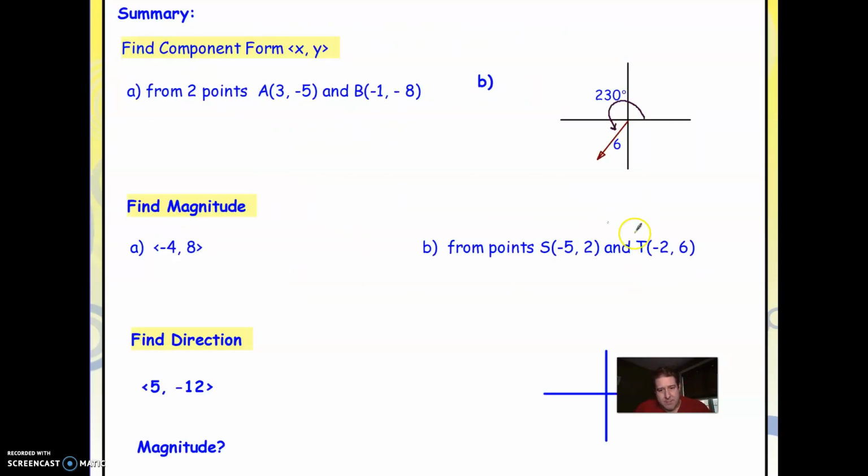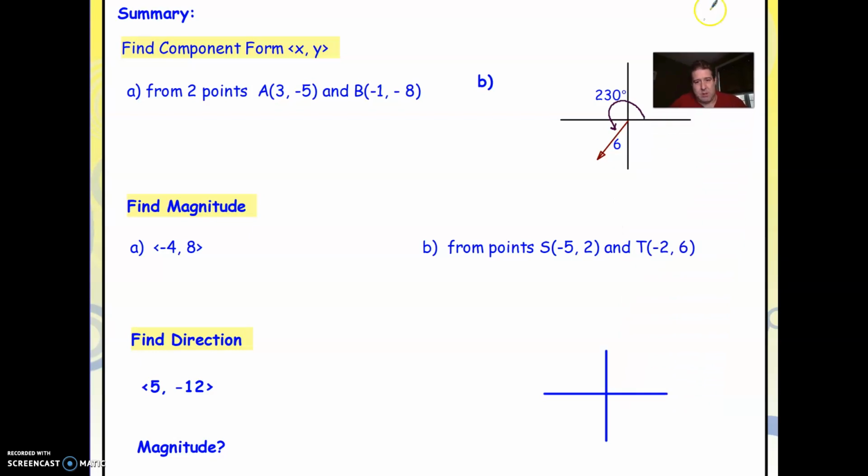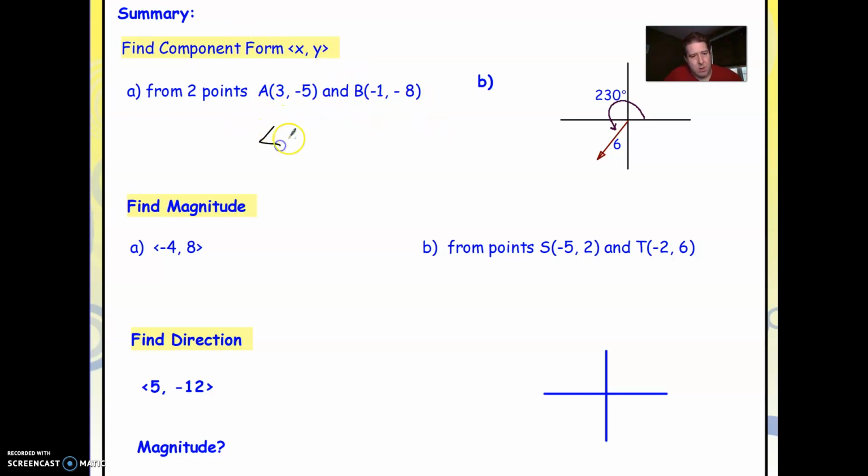Once again, I want to summarize everything that was in that last video, which is on this slide. First, finding component form. That's a lot like the warm-up that we just did. So component form of AB. Now, keep in mind that we would need to know which one of these is the initial point, which isn't really told to us here. But negative 1 minus 3 more makes negative 4, and negative 8 minus negative 5 is negative 8 plus 5, which happens to be negative 3.